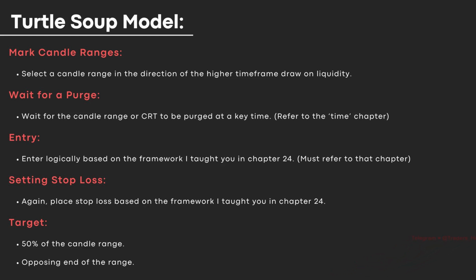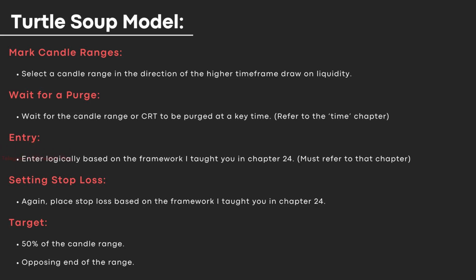After that, the third step is the entry, meaning exactly where you are going to be taking your entry. And once you've done that, the fourth step is setting the stop loss, and again, you're going to do that based on the framework that I showed you in chapter 24. And last but not least, the simplest and easiest part is setting your target, which is fairly simple. First of all, you're going to target the 50% of the candle range, and then eventually the opposing end of the range, or the opposing end of the CRT.